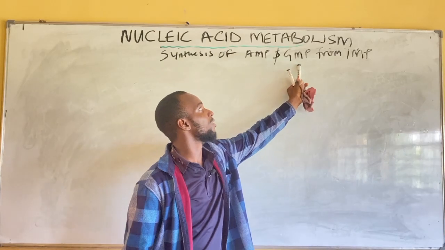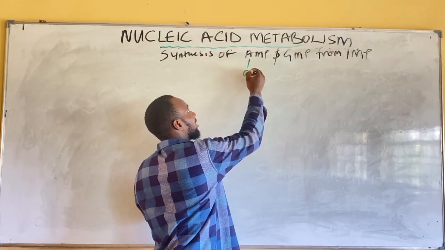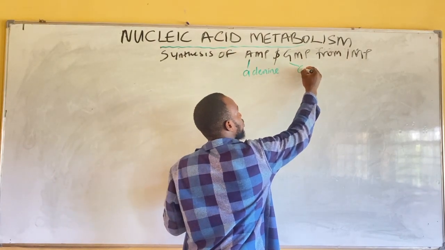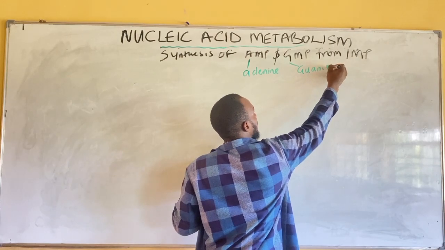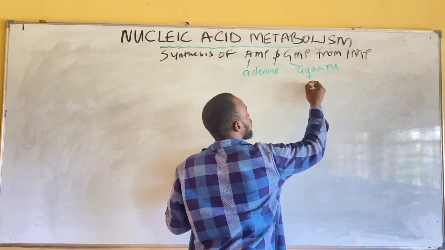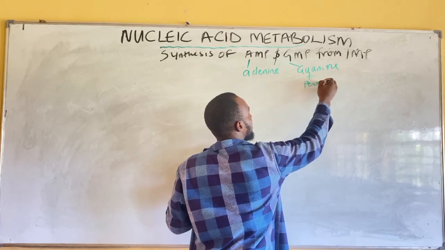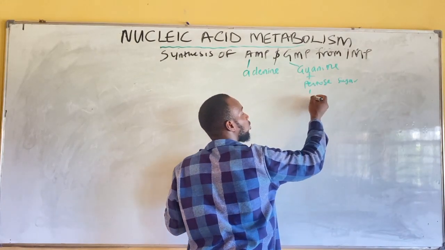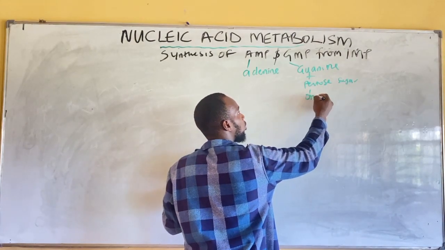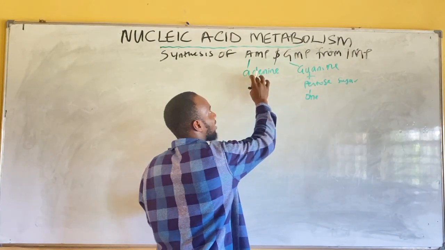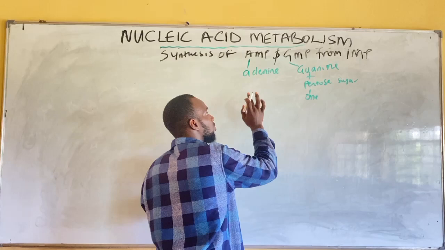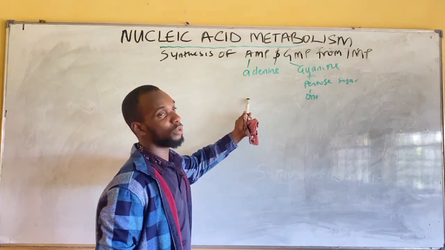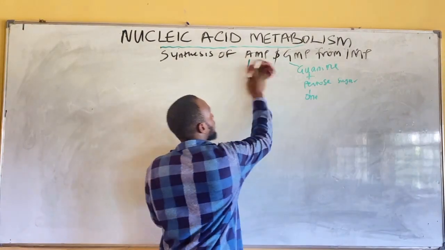The nitrogenous base of GMP is guanine, the nitrogenous base of guanosine is guanine. So when this guanine combines with a pentose sugar, and with one molecule of phosphate group, that's when GMP is formed. The same thing with adenine: with the pentose sugar, that's ribose, and then with one molecule of phosphate, that forms AMP. So you understand. Same thing as IMP.